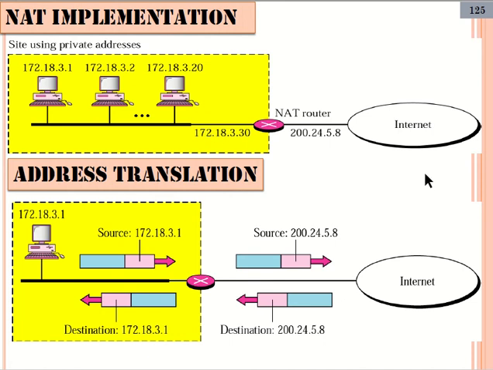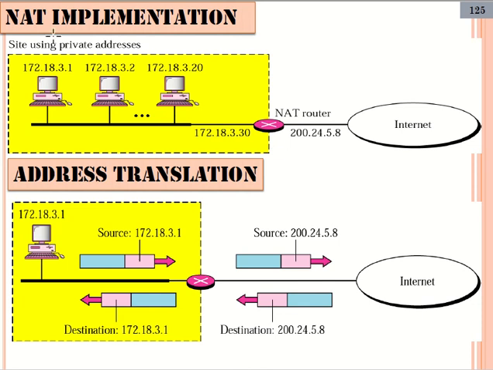If anyone in the external world wants to send a message to any of these systems or computers, then the destination address will be this particular address. So this address has to be mentioned as the destination address, and this NAT router is going to map it to any system inside, based on the entry in the table.